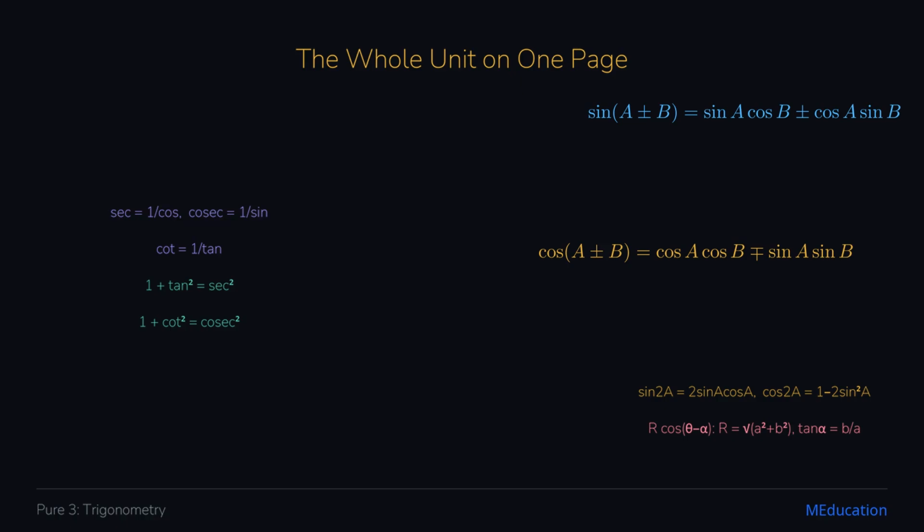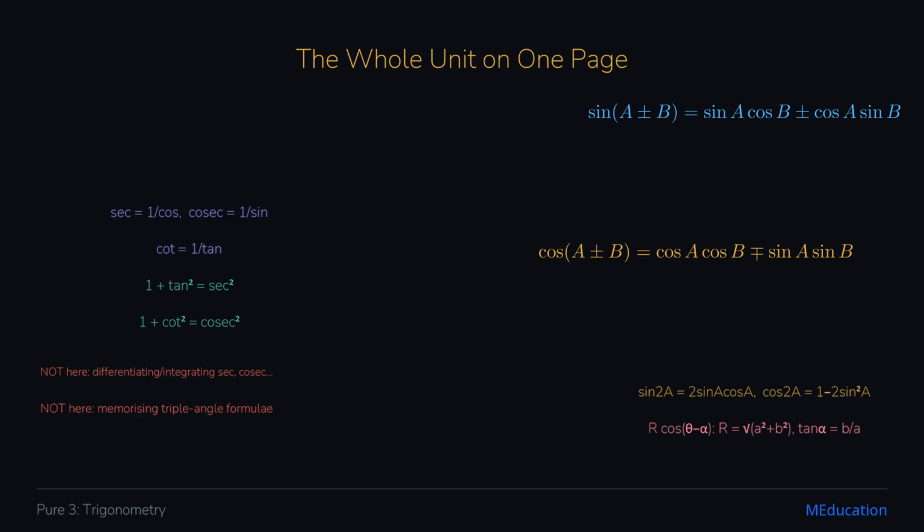Double angles come from setting b equal to a. The R form squashes a cos plus b sin into one shifted wave with R the square root of a squared plus b squared, and factor formulae turn sums into products. Master the parents at the top, and this whole page rebuilds itself.